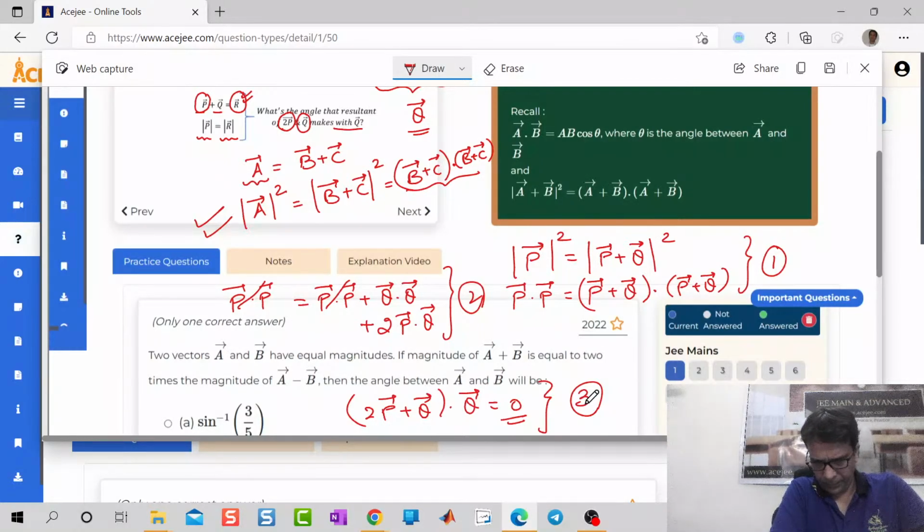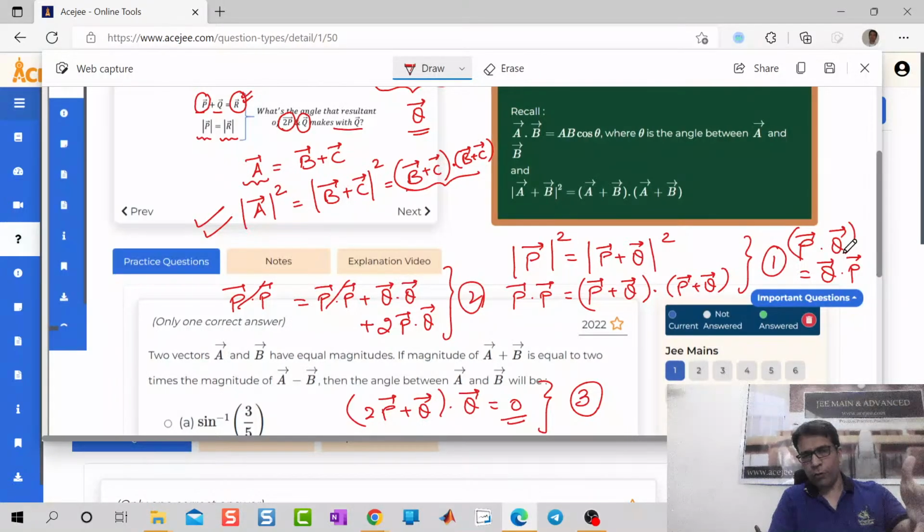So in part 2, we're saying 2P dot Q, right? Why? Because P dot Q is equal to Q dot P. Both are scalar, no? This is a scalar product. So what is P dot Q? Magnitude of P times magnitude of Q times cos of the angle between the two.